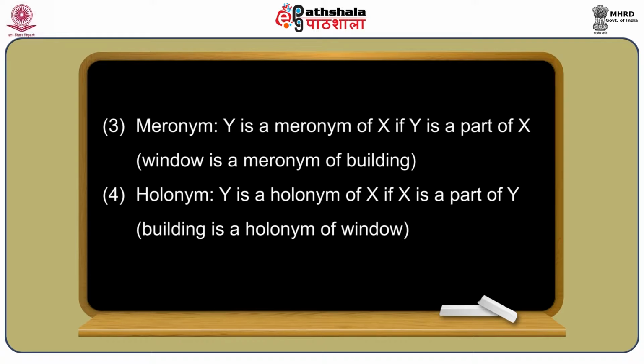Meronymy and holonymy. Y is a meronym of X if Y is a part of X. Window is a meronym of building. Holonymy. Y is a holonym of X if X is a part of Y. Building is a holonym of window. Meronymy and holonymy, the part-whole relationship, is a semantic relation between the two synsets.